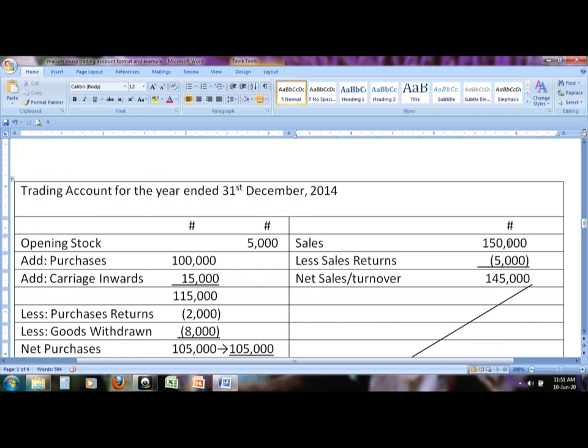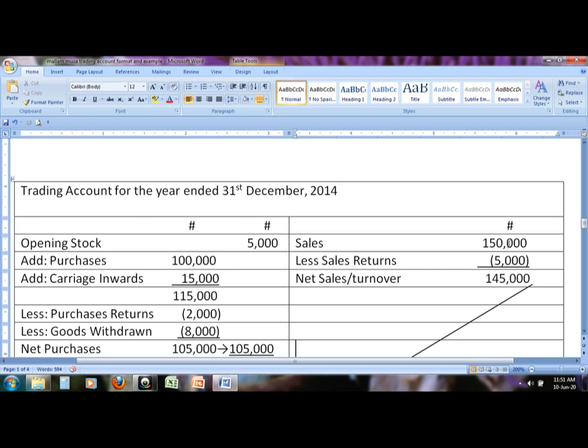Instead of adding purchases directly to the opening stock, in our trading activities we have carriage inward. In our trading activities, we have purchases returns. The goods we purchase, we discover that some goods were bad, so we have to return some back to where we purchased it. So goods withdrawn. There are some goods that the supplier discovered that part of the goods supplied to you is not part of yours. The goods has to be withdrawn by the supplier from the purchases.